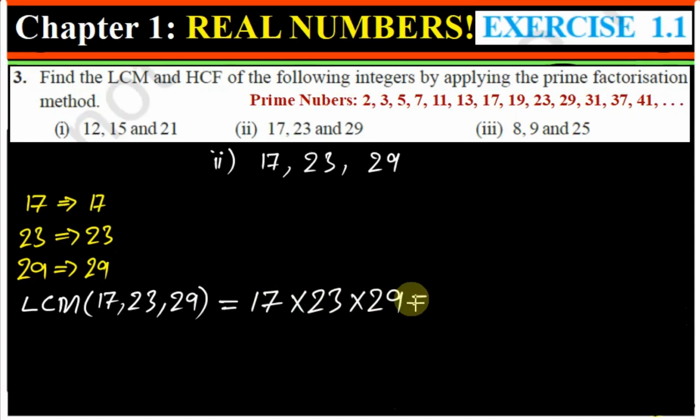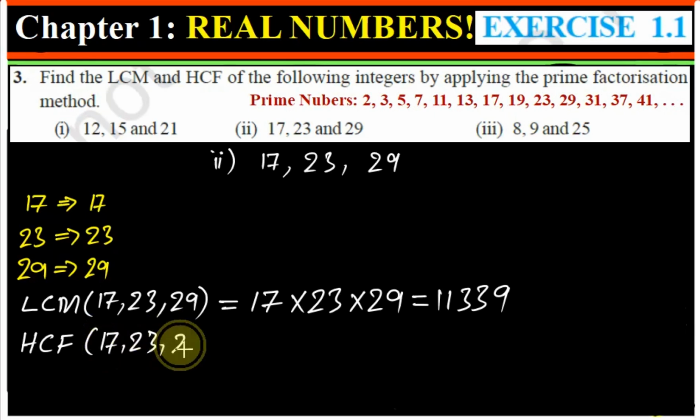If you multiply it, you will get 11,339. So this will be the LCM. It's very simple. If you have prime numbers, the LCM of prime numbers is just the multiplication of all the prime numbers.